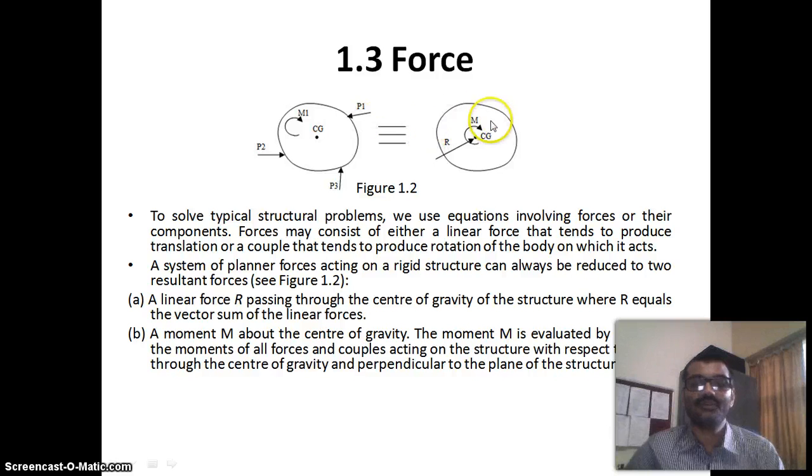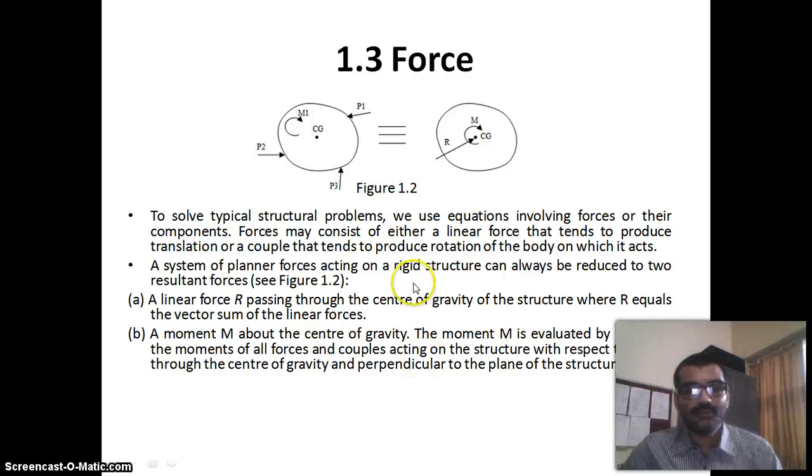If we want to show the same body, then we must know the resultant of P1, P2 and P3. Suppose that is the force R, right? That is acting at the CG. At the same time, we have the moment M, right? So force is an element which has the capability to produce motion, to decrease the motion, or to increase the motion of the body, right? That is known as force.